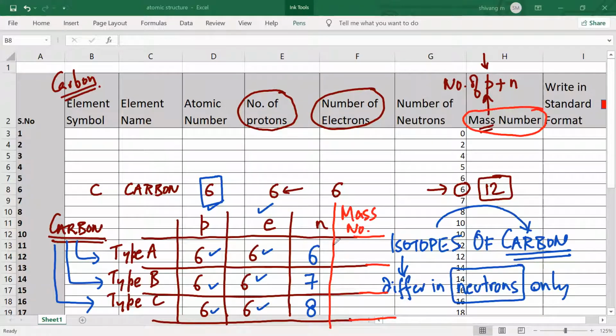So for type A, the mass number would be, Mr. Satya? So 12. Shabash. For type B, the mass number would be? So 6 plus 7 is 13. Yes, 13. For type C, the mass number would be? So 14. Sir, 8 plus 6 is 14. Yes, sir. I said 14. Mr. Satya, are we clear? Yes, sir. Mr. Aryan, are we clear?